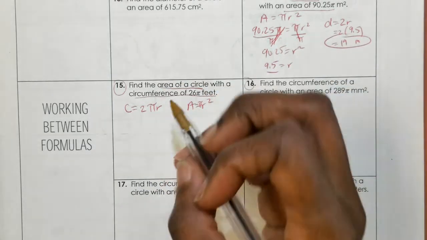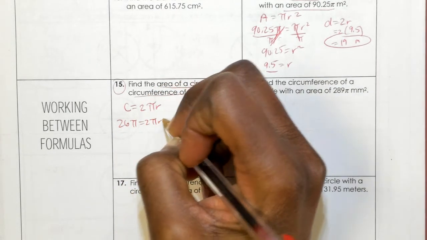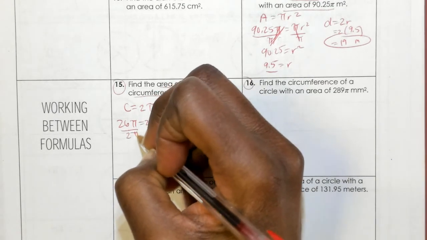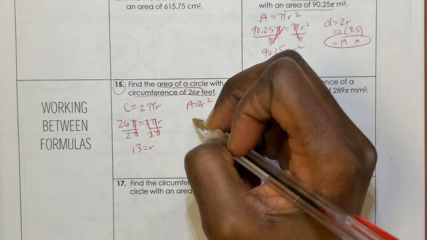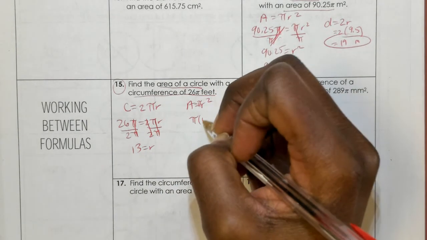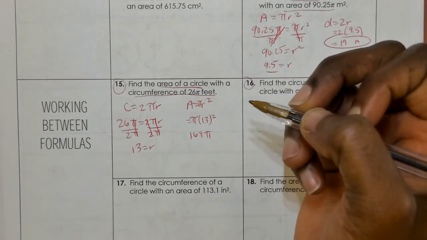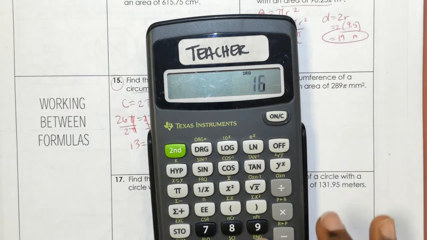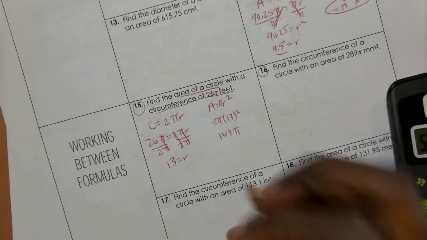So you're going to solve for the circumference. This is 26 pi. We're going to plug that in and solve for r. So divide both sides by 2 pi. So 13 is the radius. And then once you know that, you plug that in to get the area. So in terms of pi, it'd be 169, or 530.93.